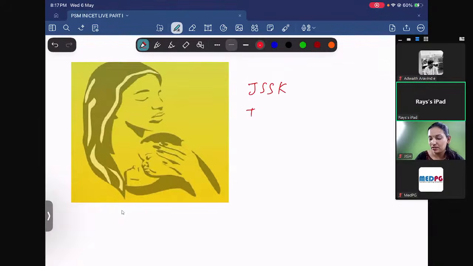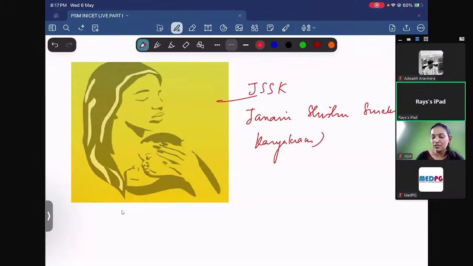JSSK stands for Janani, that is mother, Shishu, that is a child, Suraksha Karyakram. So JSSK is Janani Shishu Suraksha Karyakram. So as the name indicates, all are getting benefited. It is not just the Janani, but also the Shishu. That is the mother as well as the child are getting benefited.